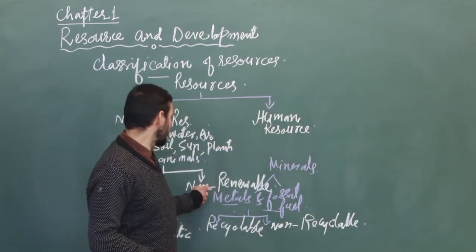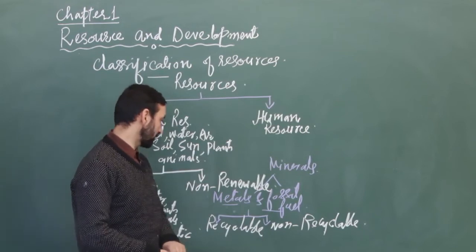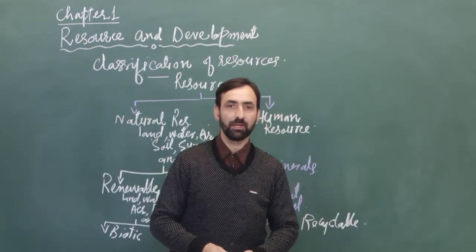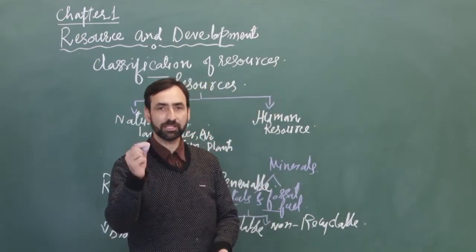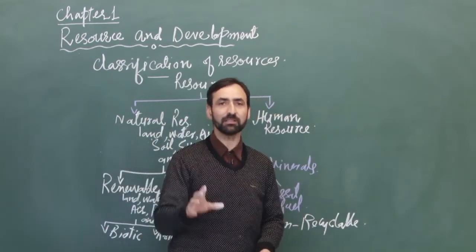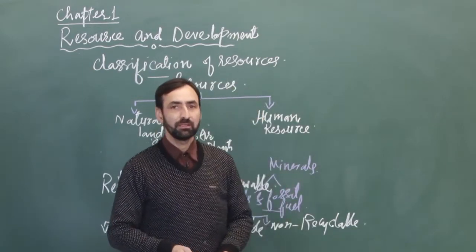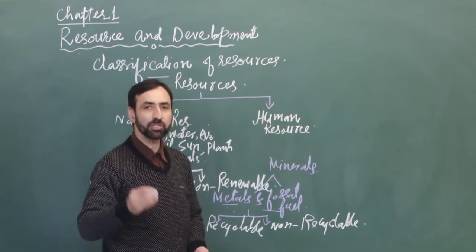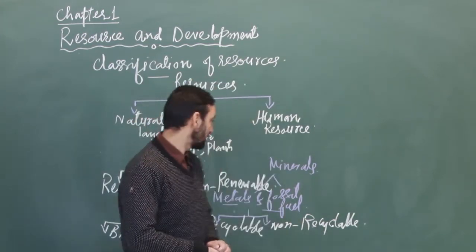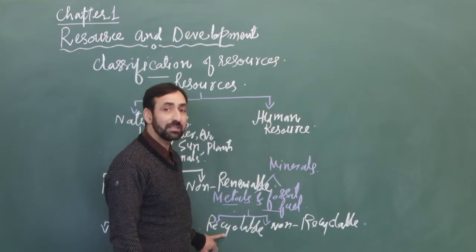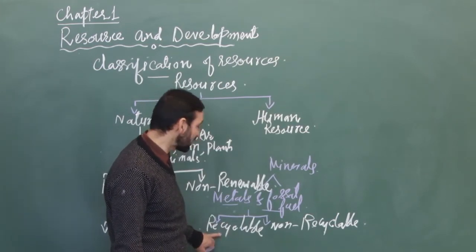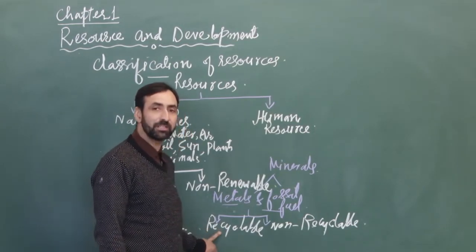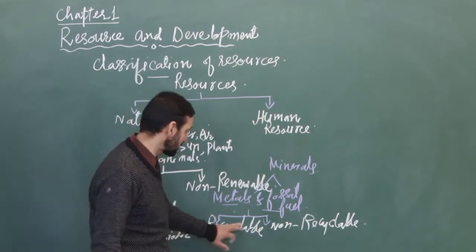Recyclable are those non-renewable natural resources which can be recycled artificially. Example: when we extract iron, aluminum, copper, or any other metal, they have the property that they are malleable and ductile. They can be changed into sheets and wires. That is why they are known as recyclable resources. They can be recycled artificially, but not naturally. They can be recycled naturally, but they take millions of years.